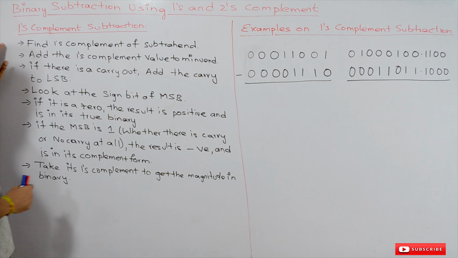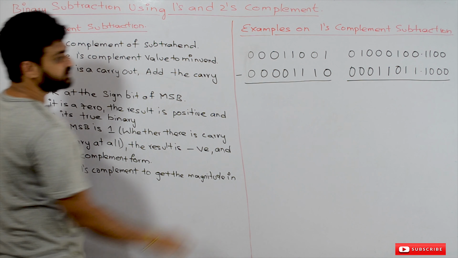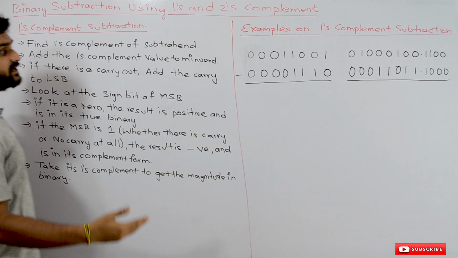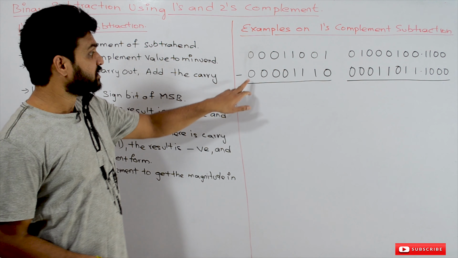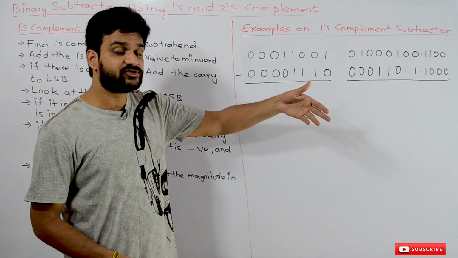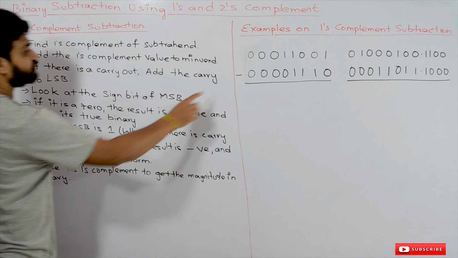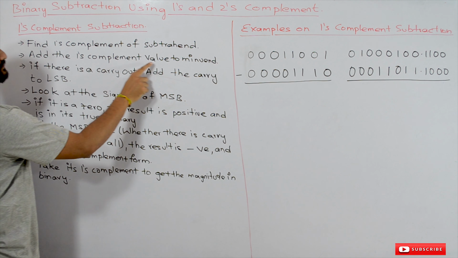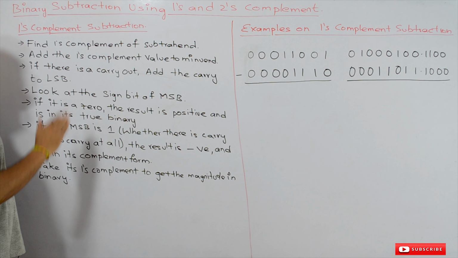Now coming to the steps of ones complement subtraction, first find the ones complement of the subtrahend. So this is the subtrahend, and to it we have to find the ones complement. How to do the ones complement and twos complement was already discussed in our previous videos. This is a negative number, and one way to represent negative numbers is by using the ones complement. Then add the ones complement to the value of the minuend. To this minuend we have to add the ones complement that we have obtained.